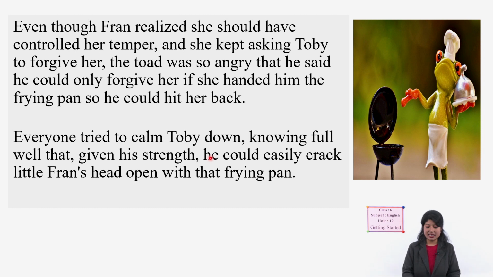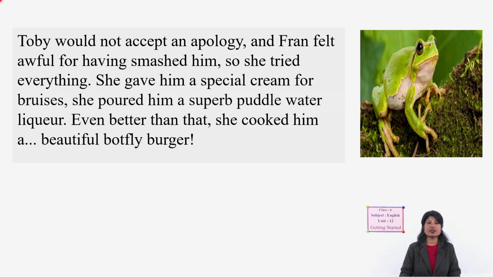Then what might happen next? Let's see. Toby would not accept an apology. Apology means saying sorry, right? Toby was not accepting it. And Fran felt awful, feeling bad for having smashed him, for having beaten Toby, another frog. So she tried everything to say sorry.